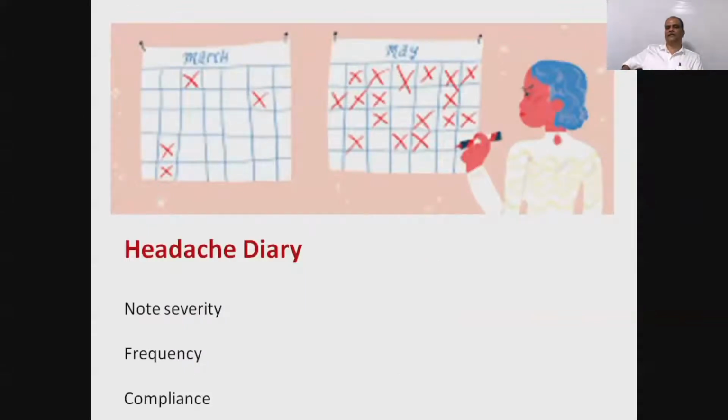Now, whenever you see a patient with headache, it's very, very important to tell them to maintain a headache diary, because this helps in long-term management. Not only should the patient note which days he is getting the headache, he should also note the severity of the headache on a scale of 0 to 10, or you can use some other scales. The frequency, of course, and also the compliance, whether the headache occurred when they stopped the drug for some days, etc. All this should be noted down in the diary.